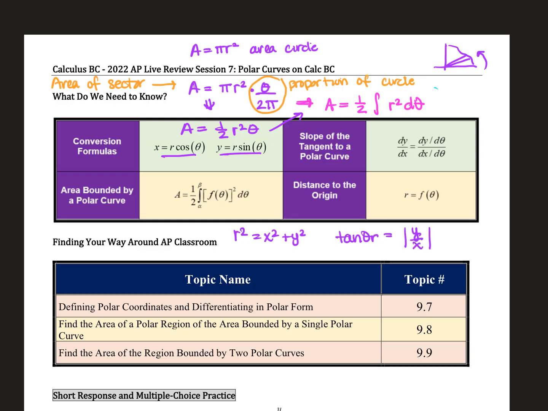So there's a couple things we need to learn how to do in this chapter. Of course, convert back and forth between polar and Cartesian. Differentiating, taking derivatives of them, describing the particle motion, the area between a polar curve, and area between two polar curves. We should also be able to find tangent lines, maxes, mins, determine if something's moving to the right or left or towards the origin.